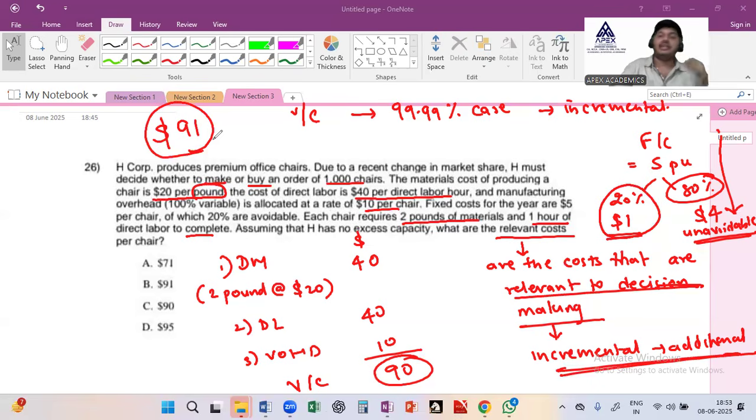They have tried to play a trick with us by bringing in the avoidable, unavoidable concept. Always remember, unavoidable fixed costs are not relevant to decision making. You don't factor them in as an incremental cost, and only incremental costs, which are additional costs which you incur specifically for manufacturing, are relevant to your decision making. What are those costs? These variable costs without which you cannot manufacture, and of course that $1 which is avoidable, meaning you have to specifically incur that one. So this is 90 of variable plus 1 of your fixed, making your answer 91, option number B.